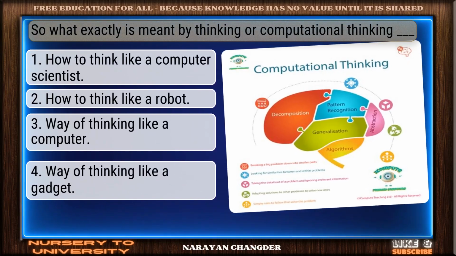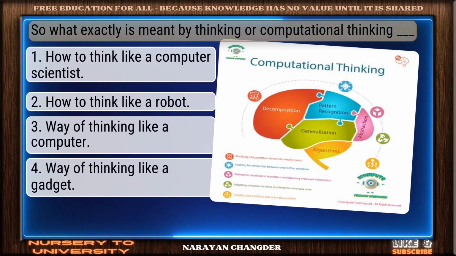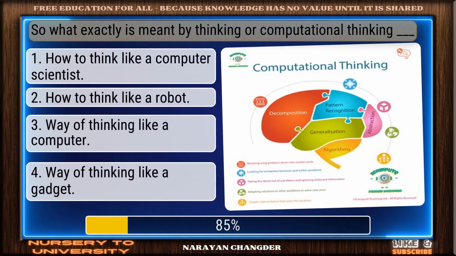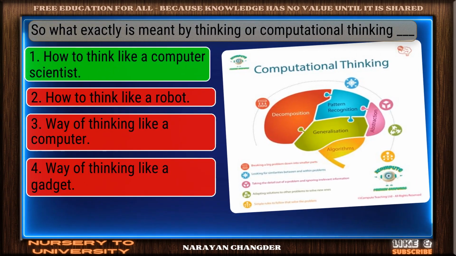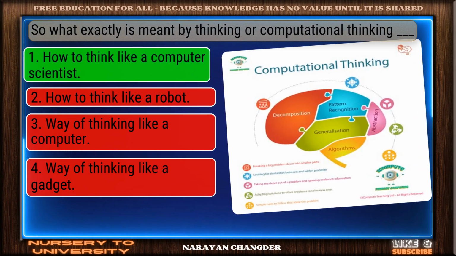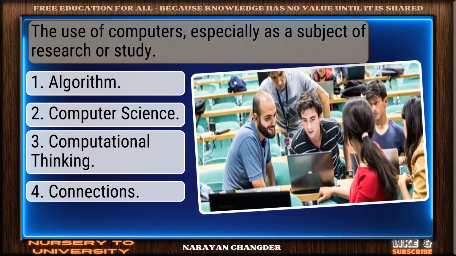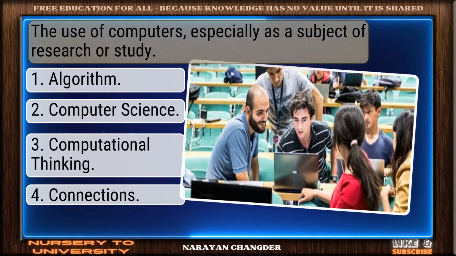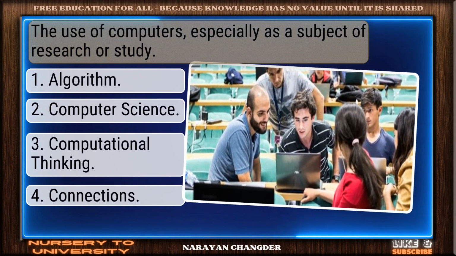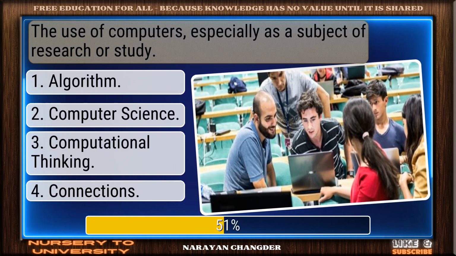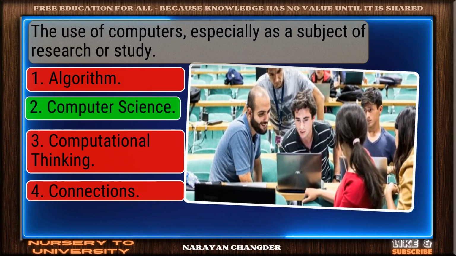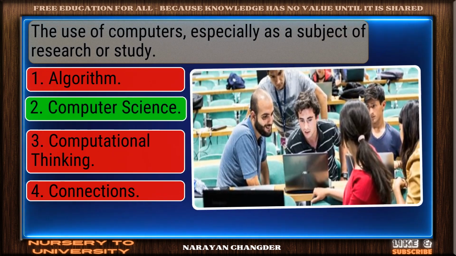Question number 1. So what exactly is meant by thinking or computational thinking dash? Excellent choice. How to think like a computer scientist is the right answer. Question number 2. The use of computers, especially as a subject of research or study. You're right. Computer science is the correct answer.